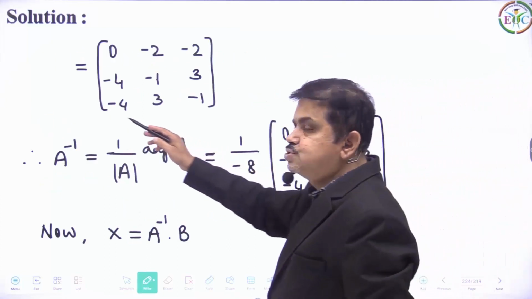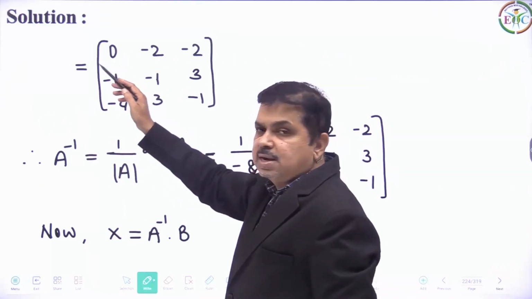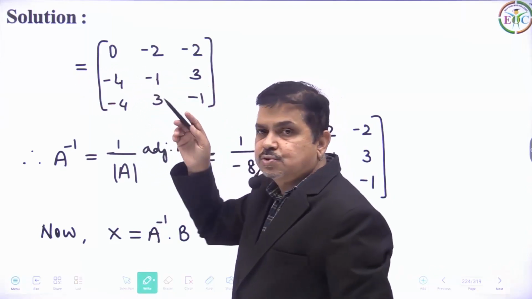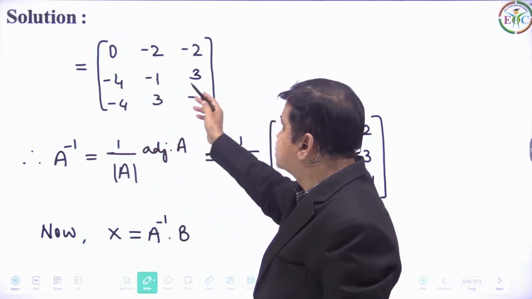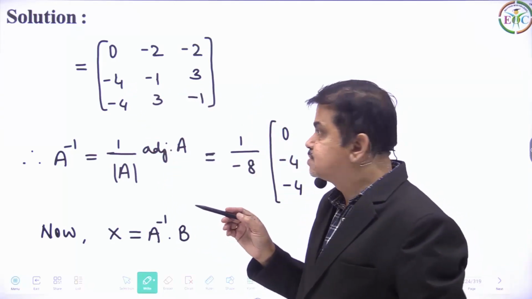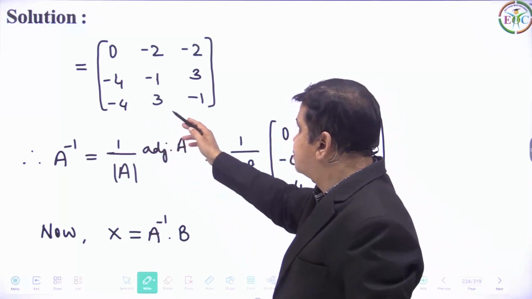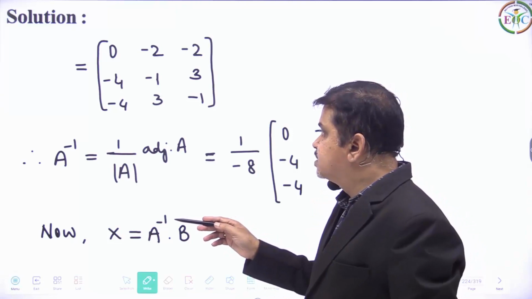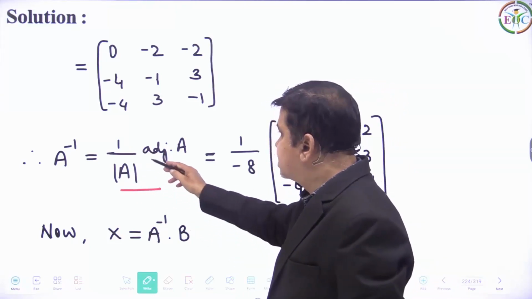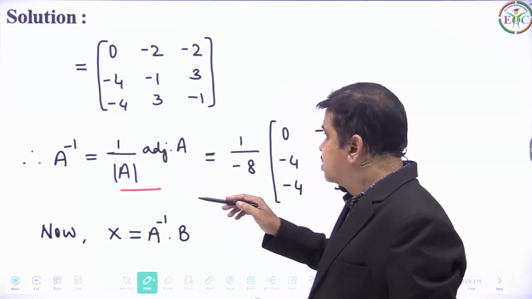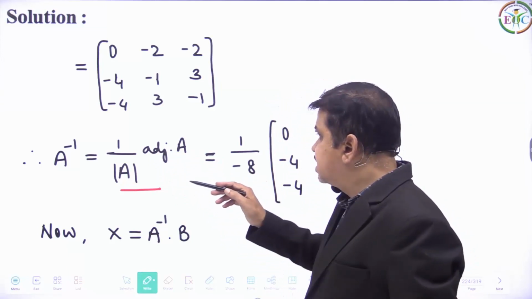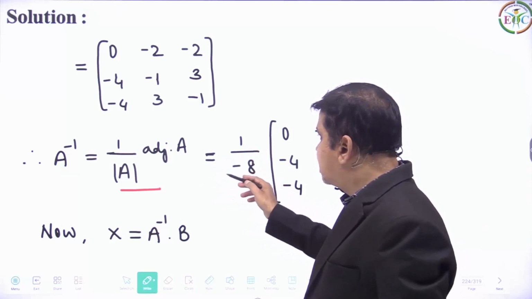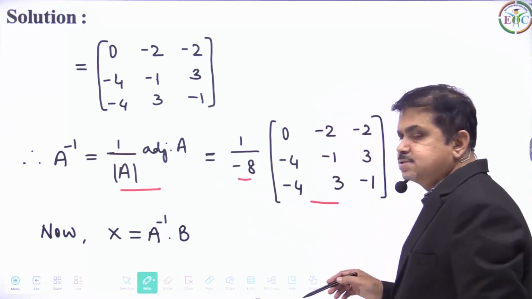So we have the adjoint A equal to the matrix containing elements 0, minus 1, minus 2 in the first row, minus 4, minus 1, 3 as the second row, and minus 4, 3 and minus 1 as the third row. Therefore A inverse is given by 1 by determinant A into adjoint A. The determinant A equals minus 8, and therefore we can write this as 1 divided by minus 8 into the adjoint A matrix.